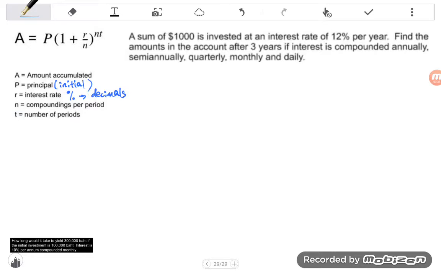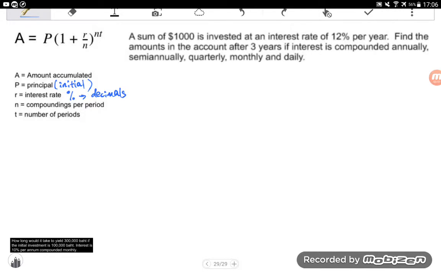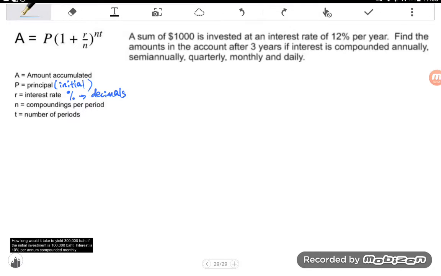For T, the last thing, is the number of periods. I already mentioned that if I save the money there for 5 years, then my T is equal to 5. Now we have kind of dissected this equation. Let's take a look at some examples and try to apply this to some word problems. Please pause the video and take a look at what we have there.